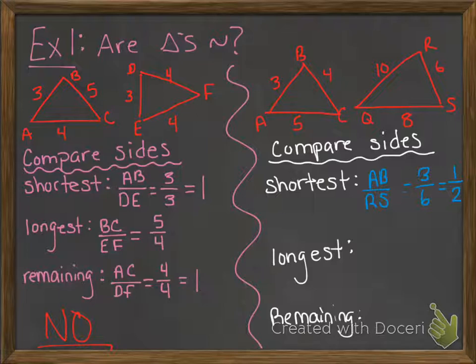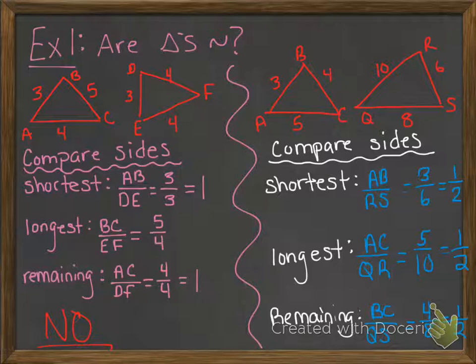Now, what do we get for our longest side? What's my longest side of triangle ABC? AC. What's my longest side of QRS? QR. All right, so when I put those over each other, what does that simplify to? 1/2. All right, take your remaining sides. How do you know what goes up top? Good. The one I started with first was ABC, so ABC has to go up top. So I'm going to put BC over QS, which is 4/8, which simplifies to 1/2.